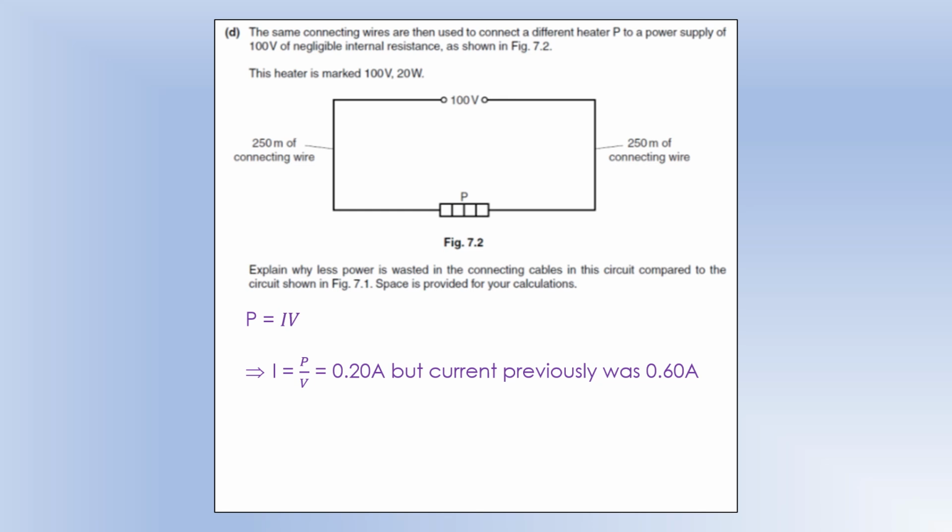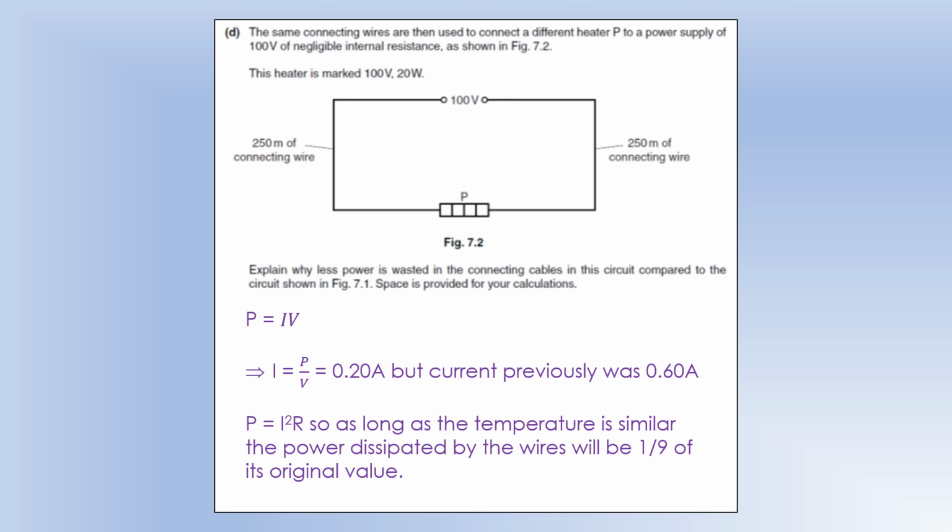But previously our current was 0.6, so we've divided the current by 3. So then P equals I squared R, we've still got the same connecting wires, so their resistance is the same. So long as their temperature remains about the same, the power dissipated will be about 1/9, because current was divided by 3, so current squared is divided by 9, so we got a much lower value.